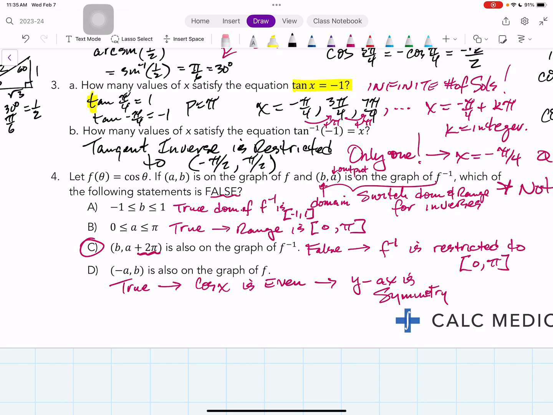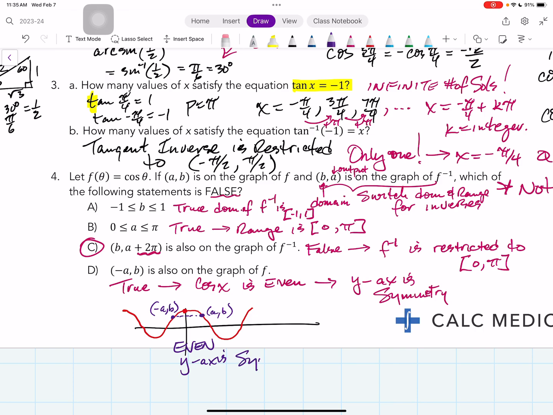If you don't believe me, let's just draw a graph. So here's cosine. If you're going to draw the cosine function, it goes like this, but you can also do it the other way. And if a comma b is on the graph, so let's say this is a comma b, and then you go straight across, guess what? The opposite of a comma b is also on the graph. This is called an even function, and it has y-axis symmetry. That's what I was talking about just a minute ago. So that one's true. So the only one that's false is part C.